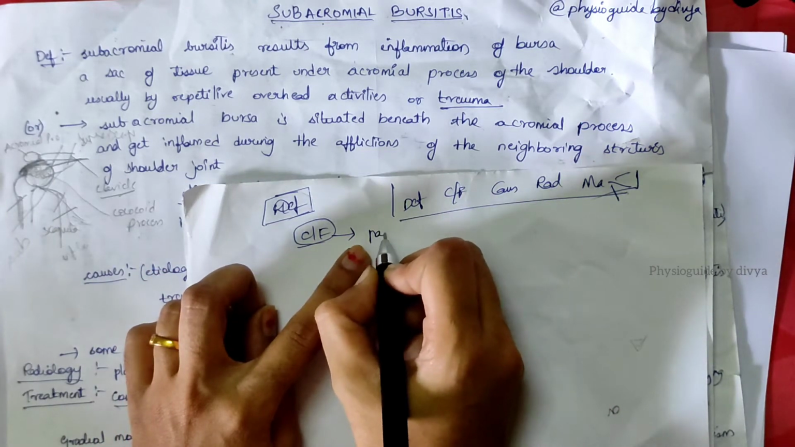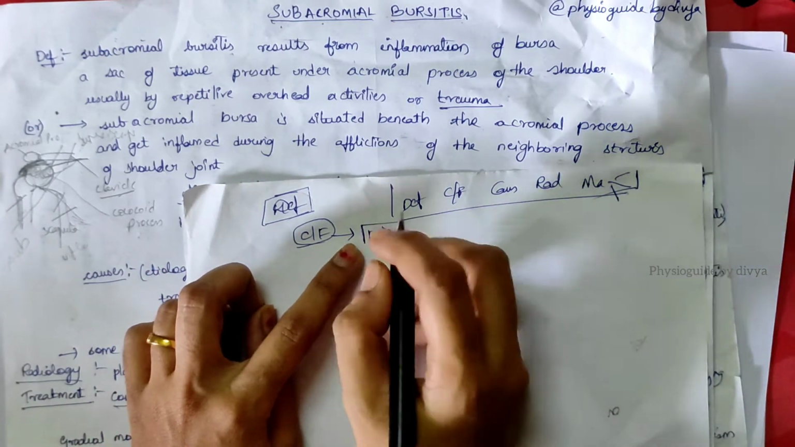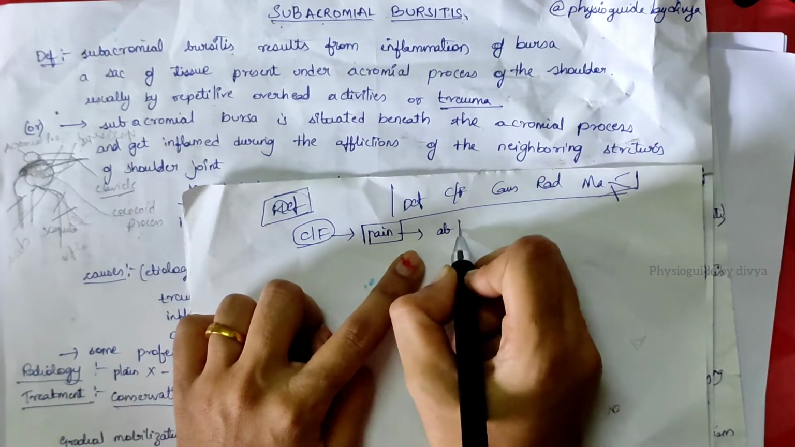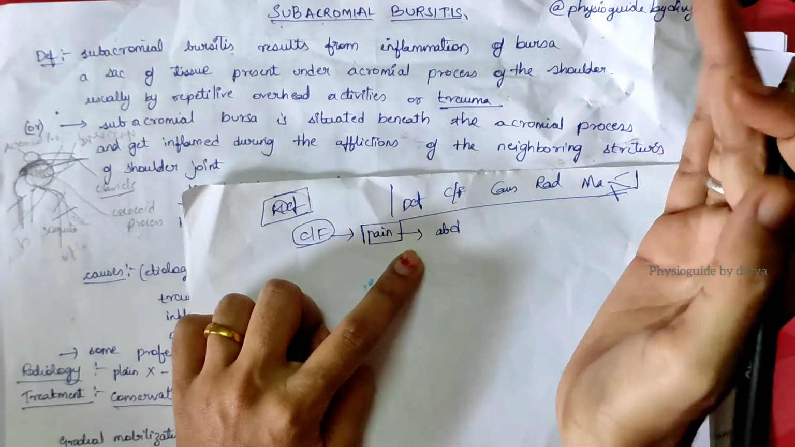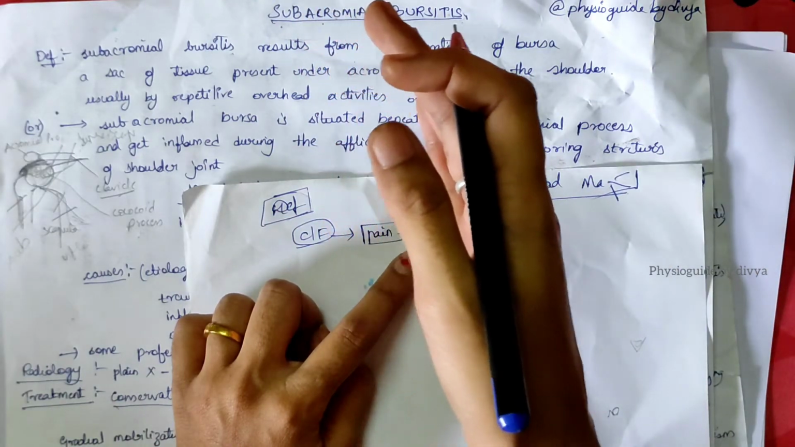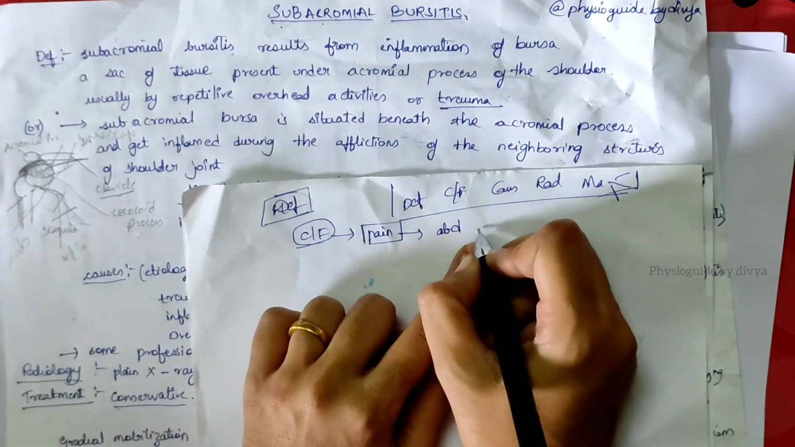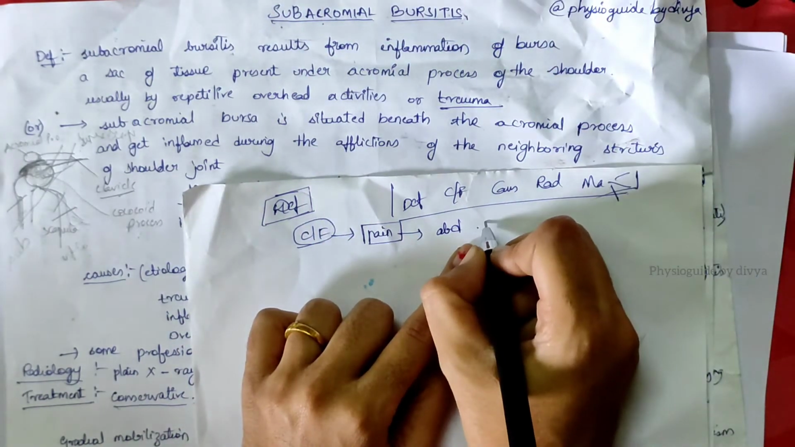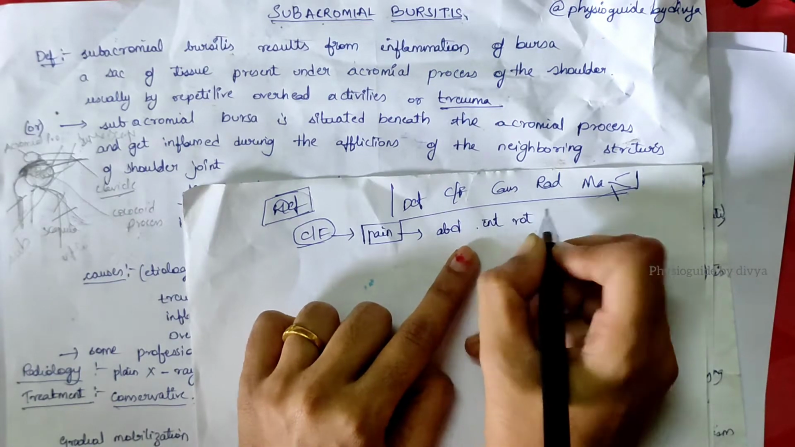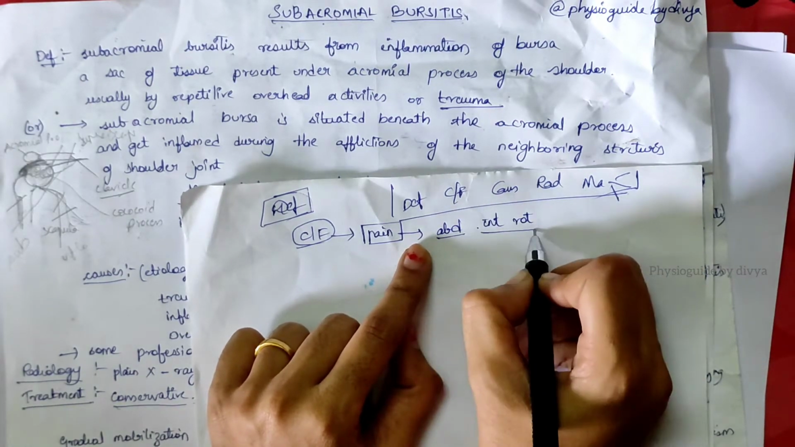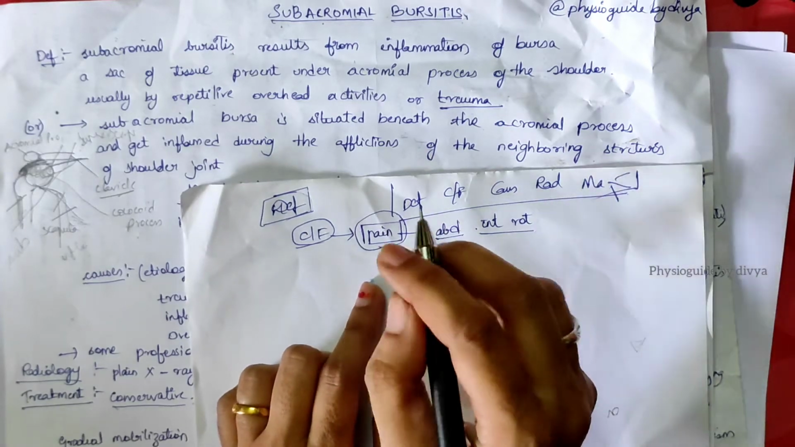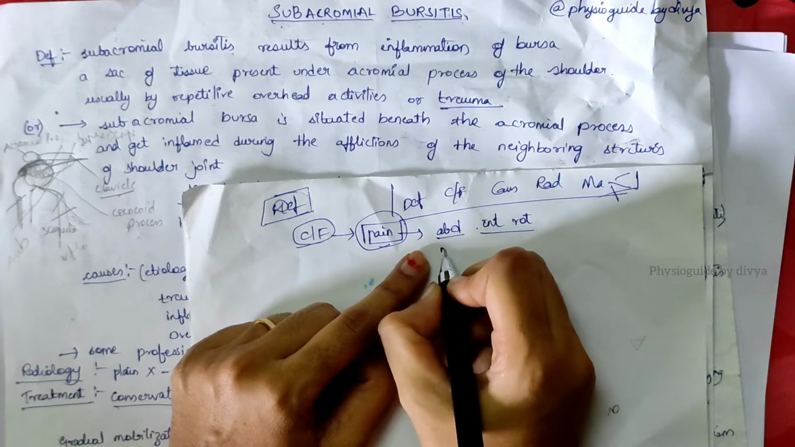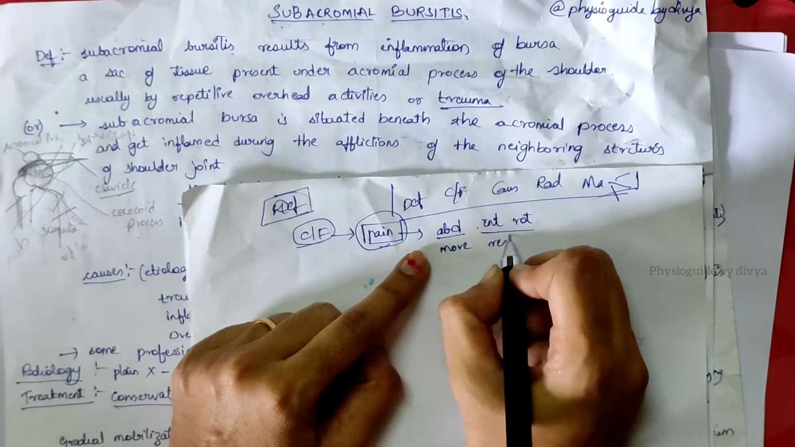Now clinical features means mainly what the patient complains of. They'll complain of pain. This is the main point. When do they get pain? While doing abduction, meaning moving away from the body, and flexion, they'll feel pain. While doing abduction and internal rotation, they'll experience more pain, and if not treated properly, the movement will be restricted.